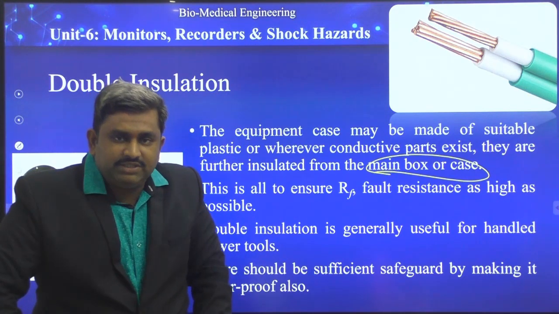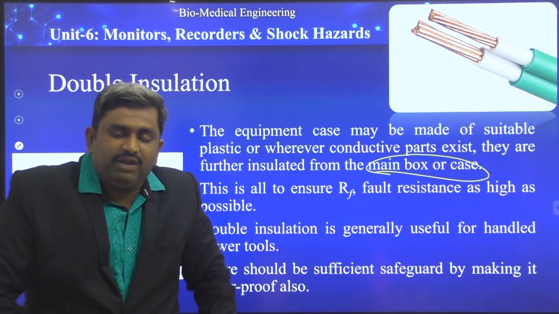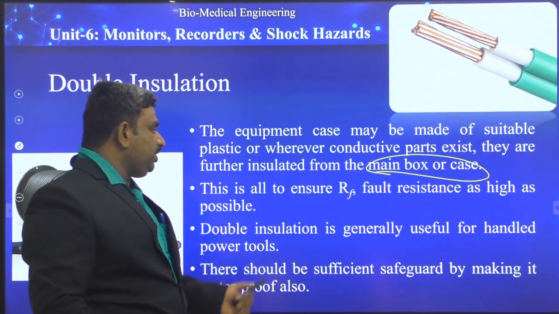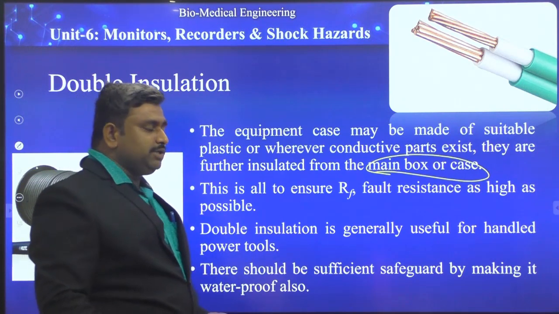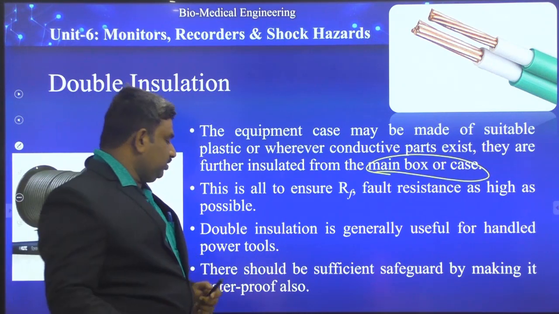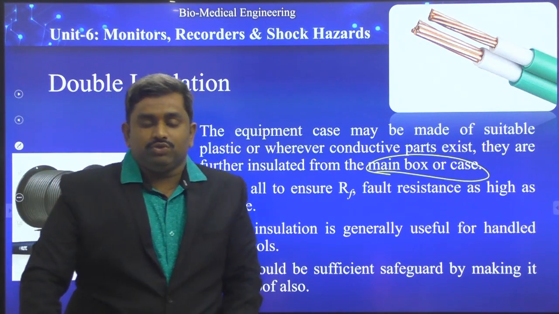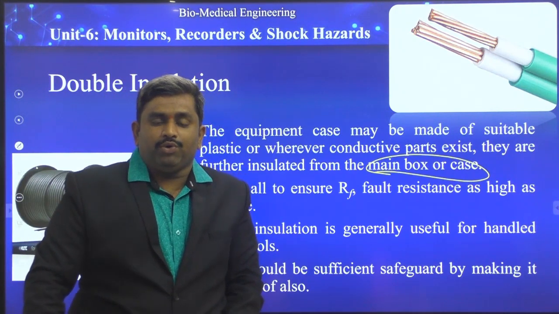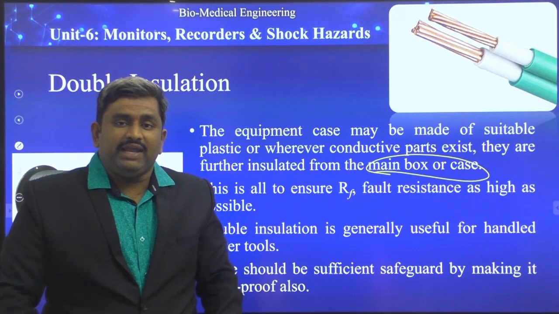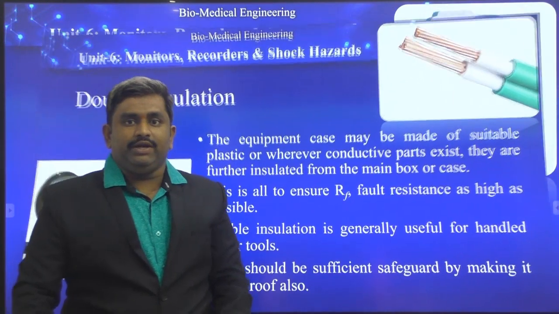So if the fault resistance is kept very high, there is a chance to avoid electrical accidents. Double insulation is generally useful for handheld tools. It is a very convenient method for handling tools. There should be sufficient safeguard by making it waterproof also. Sometimes rainfall or water leakage can also cause electrical accidents. We can avoid those situations by using double coated, double insulated wires.